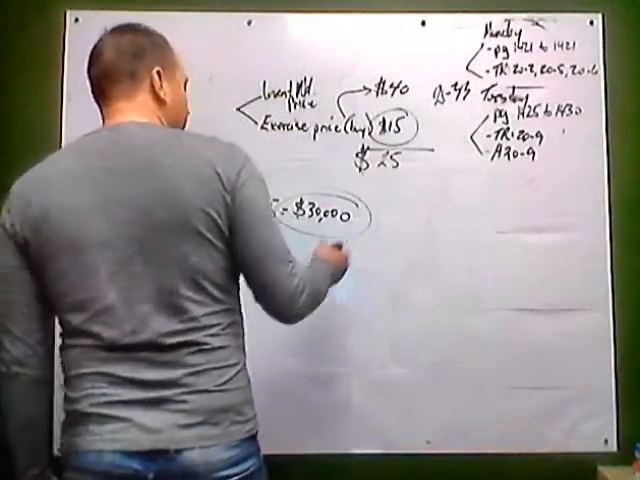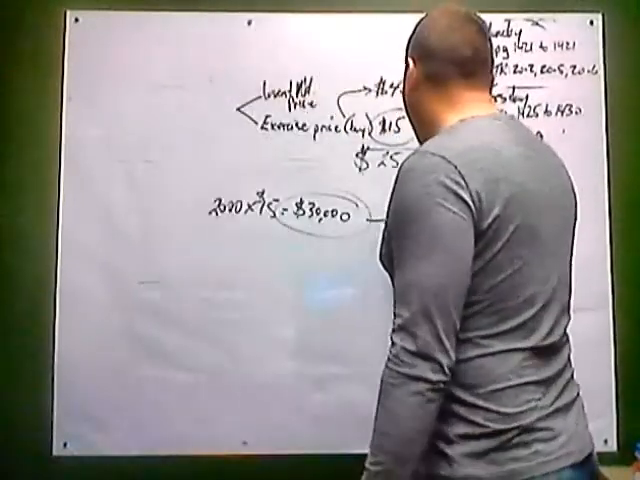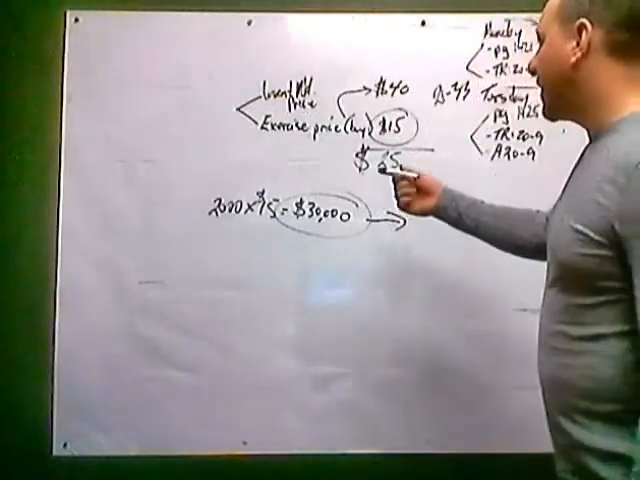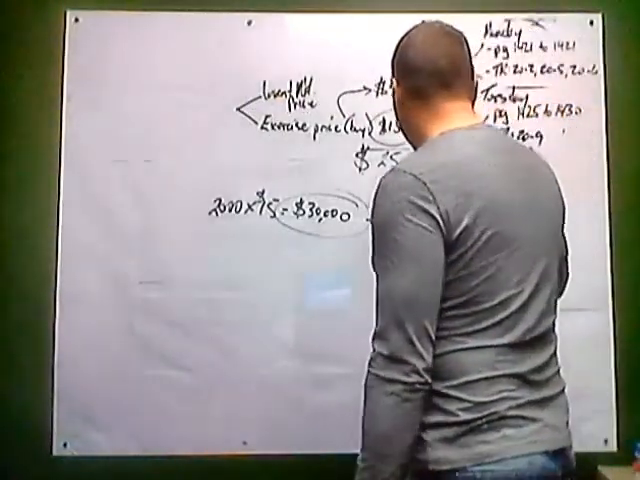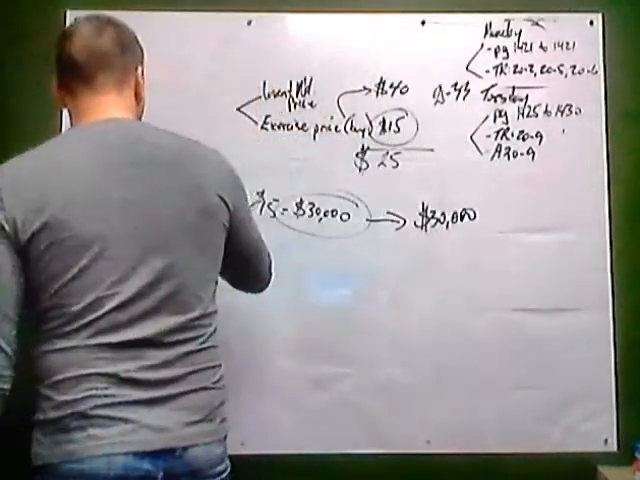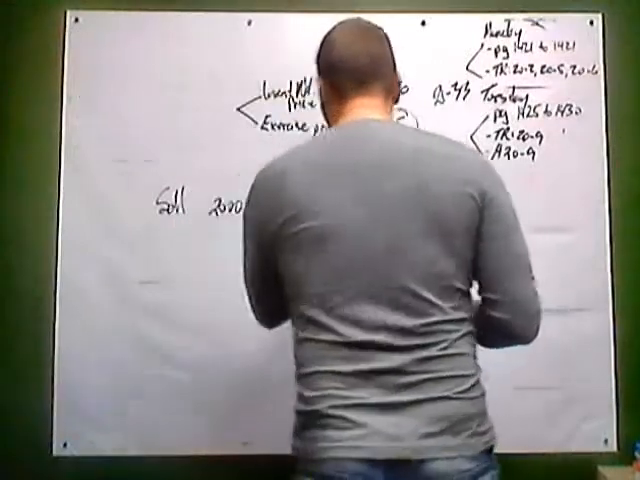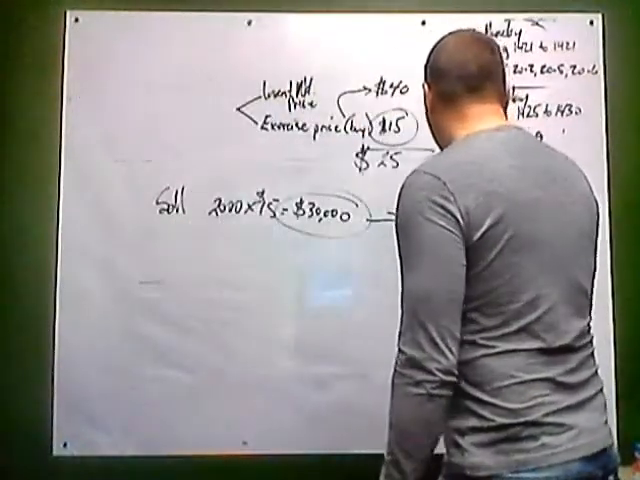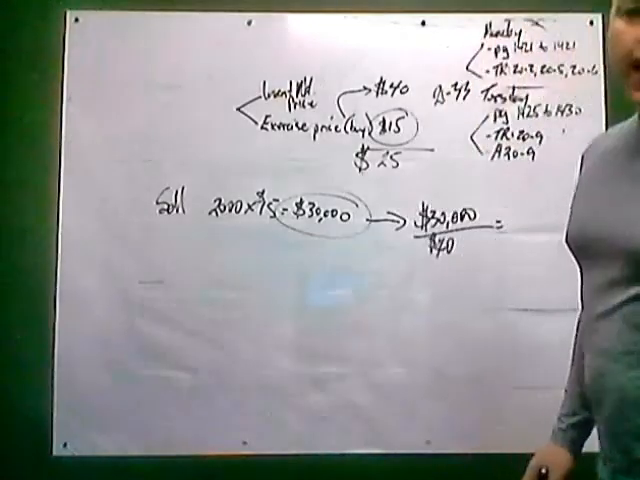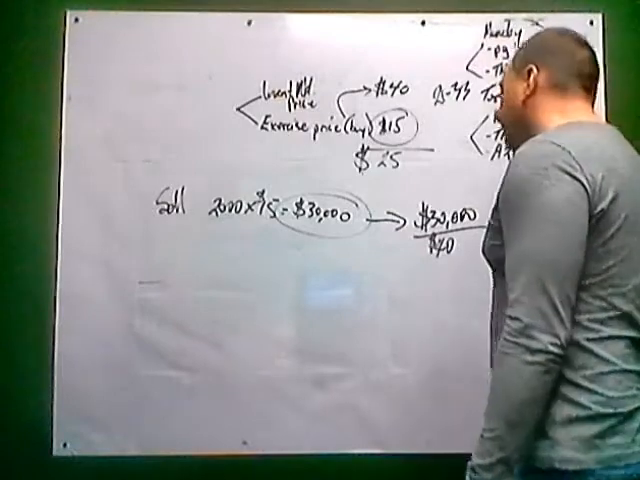Then they're going to take that $30,000, and they're going to go buy as many shares as they can with that $30,000. So if they have $30,000, they're going to sell 2,000 shares at 15 bucks a piece. Then they're going to take that $30,000, and when the current price is trading at 40, they're going to go in the open market and buy back 750 shares.